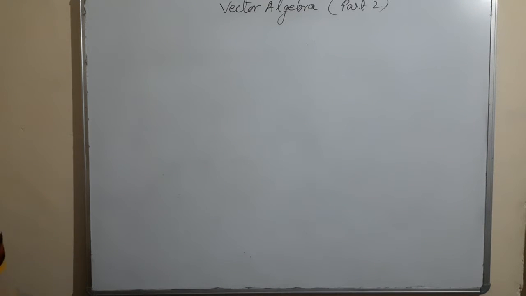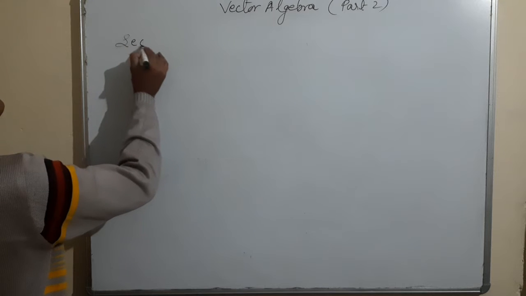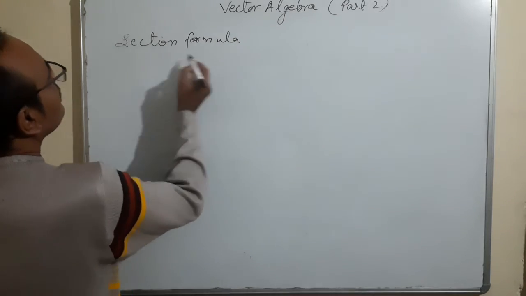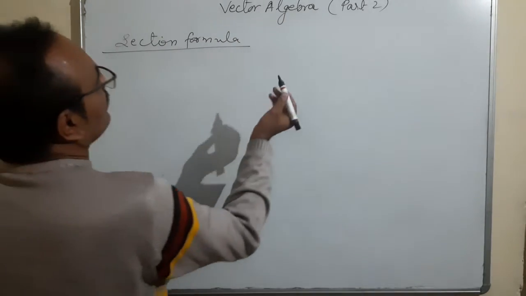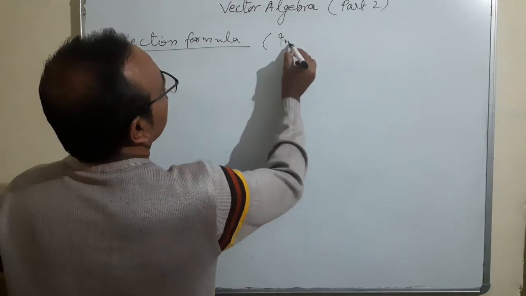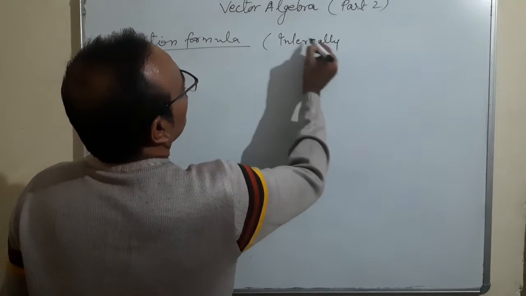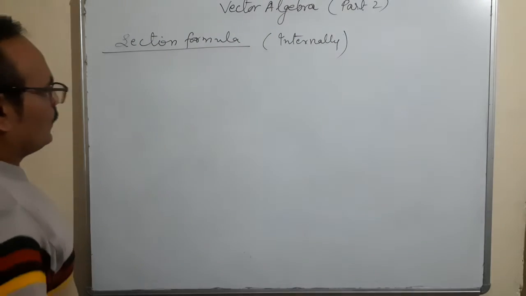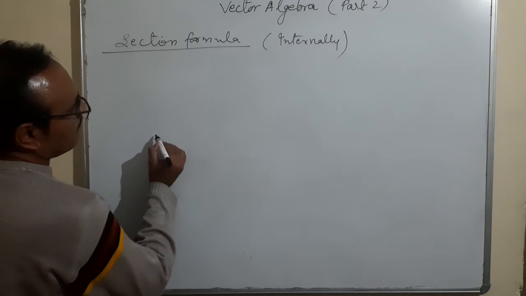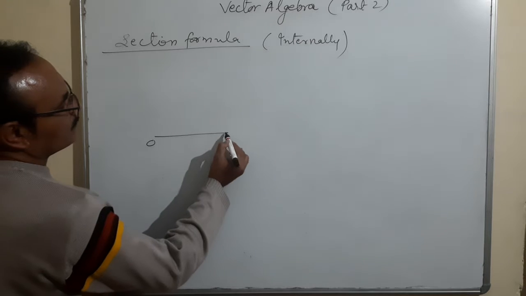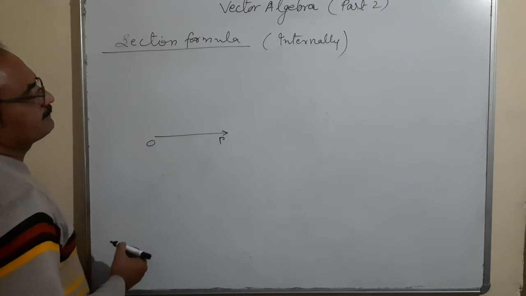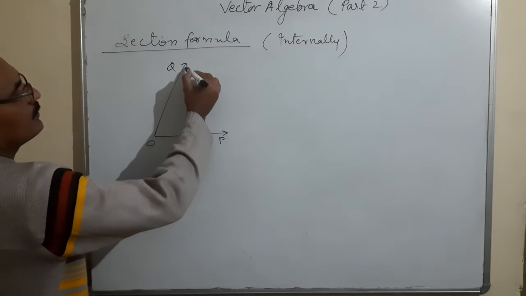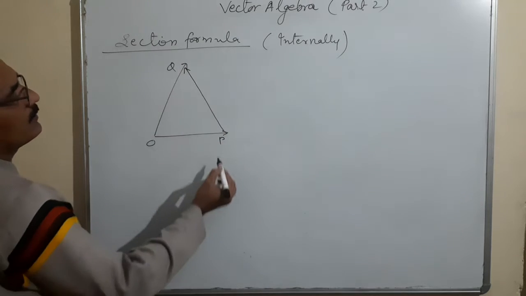Next one is the section formula. Here we are talking about internal division. Okay, let us see. O, OP, OQ, PQ.